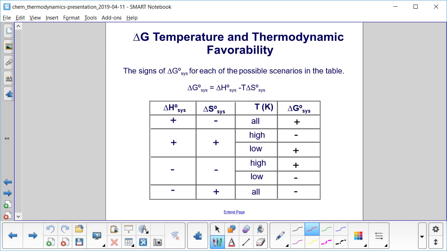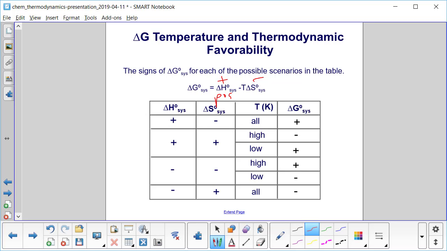All right, so in this slide, we're just going to walk through what the signs of delta G naught for the system are, for each of the possible scenarios, or for each of the possible signs for the enthalpy and the entropy. Okay, so if the delta H change is positive and the delta S is negative, okay, what does that do to the equation? Well, the first term here would be positive.